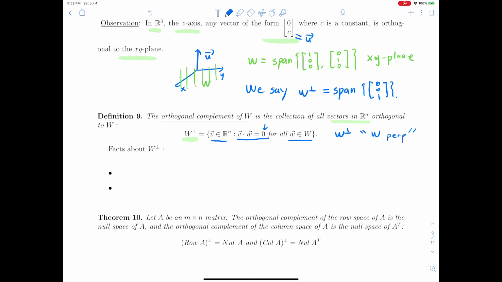So here are some facts about W perp. W perp is a subspace of Rn, and this is because the orthogonal complement can be written as the span of some vectors. And we can verify x is an element of W perp by checking whether x is orthogonal to every vector in a spanning set of W.